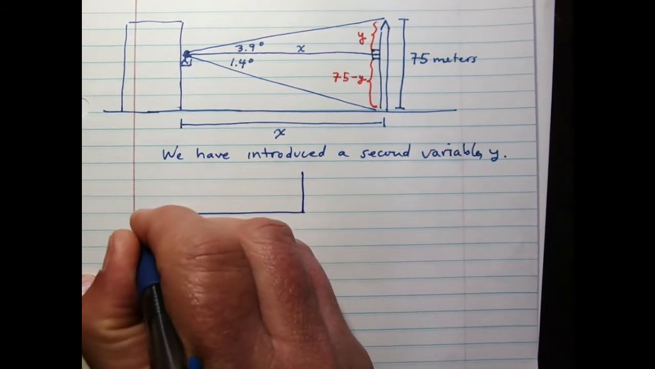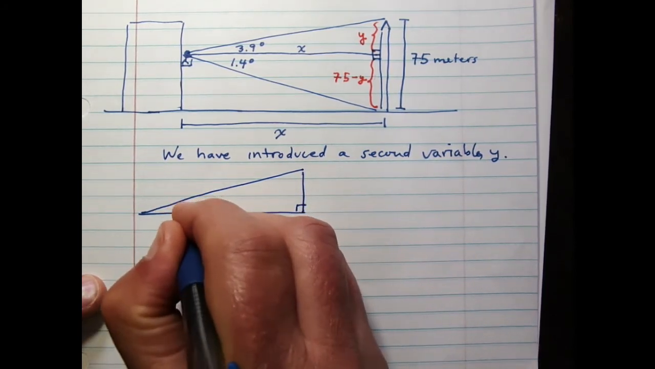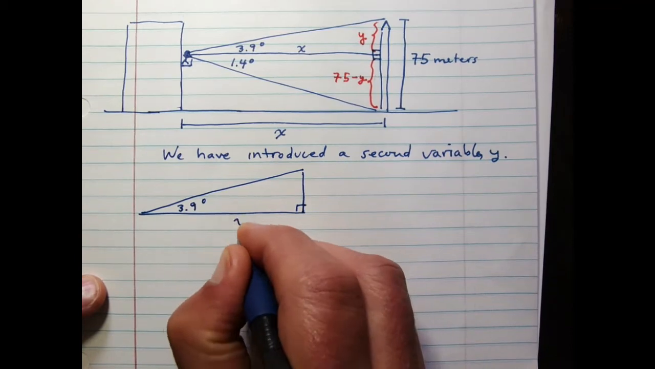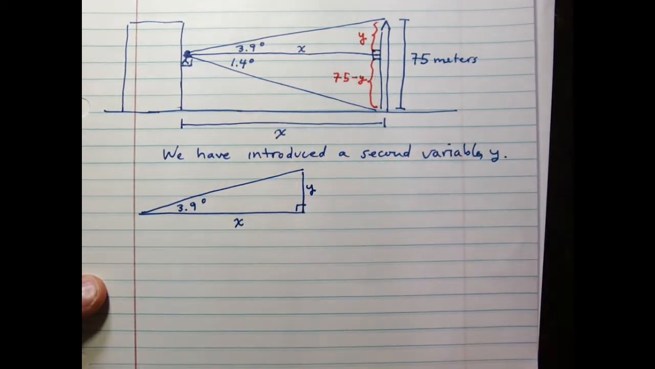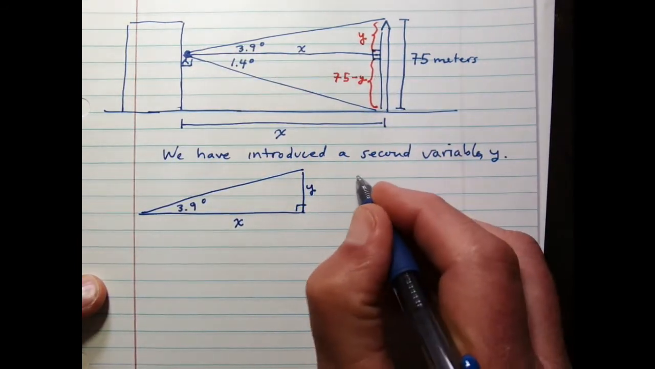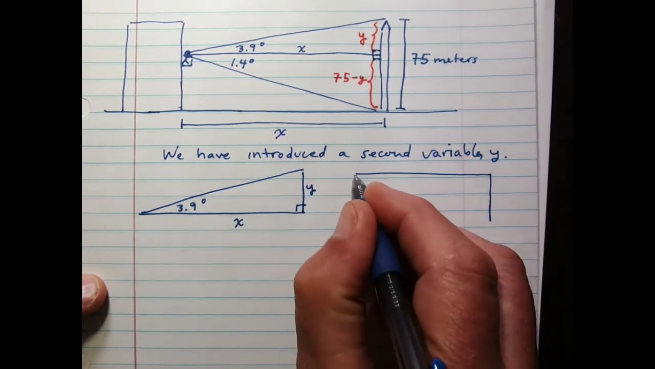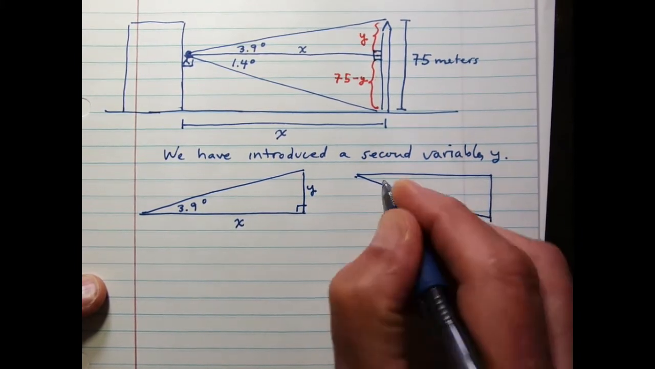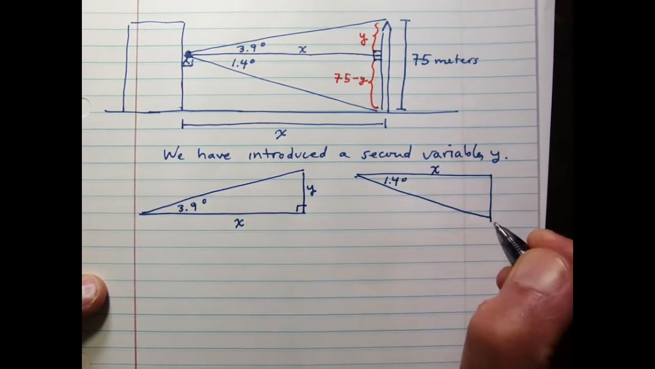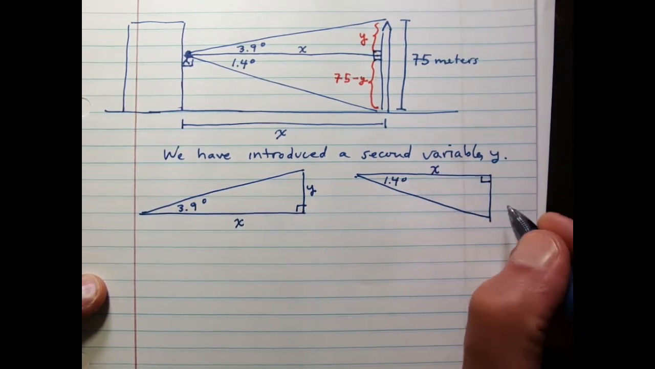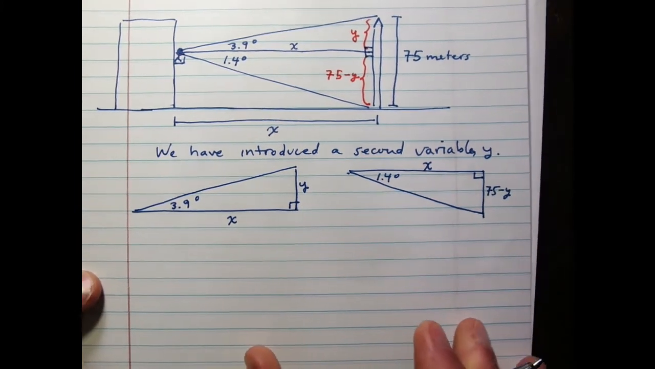I'm just going to draw a copy of the upper one here, where this is the 3.9 degree angle. This base here is the x distance. This side is y. And then the lower right triangle, if I draw a copy of that, this is the 1.4 degree angle. This side is x. Here's the right angle. And then this is 75 minus y on that side.